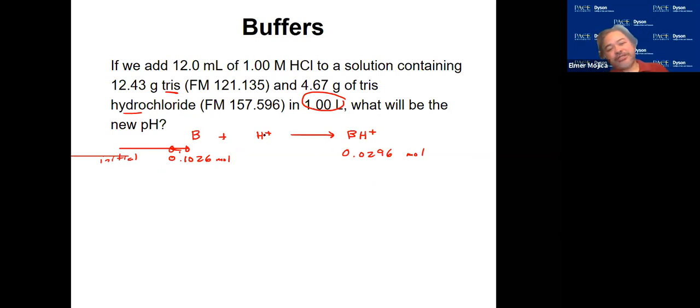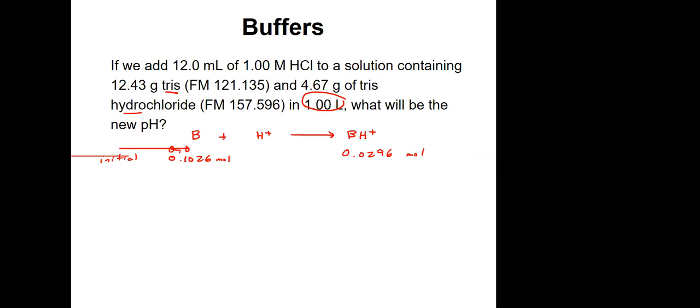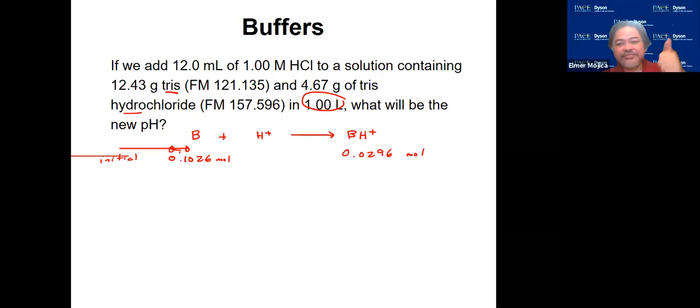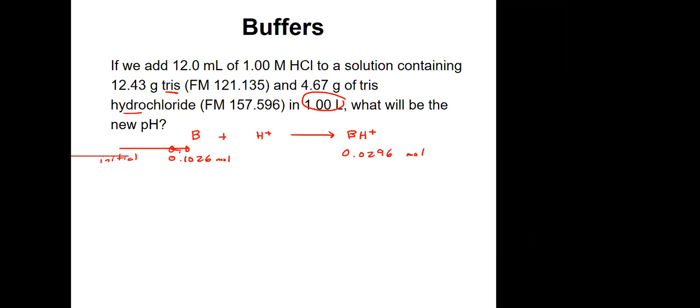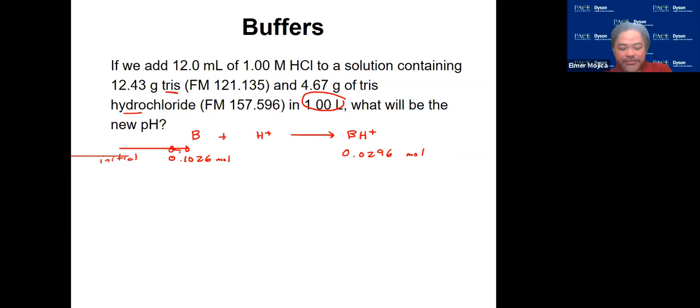So how many moles of H plus do you have? Anyone? How will I get the number of moles of my H plus? Use the molarity of HCl multiplied by the volume in liter. Okay, the same thing that you do in your laboratory. So 1 molar times 12 divided by 1,000. So I have here 0.012. So everybody knows where I got that?